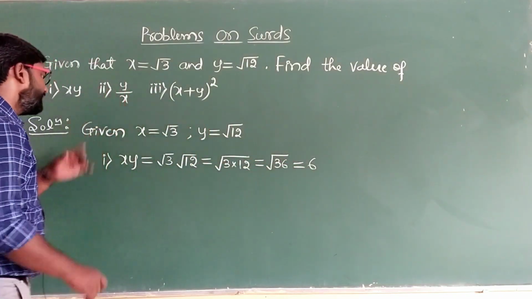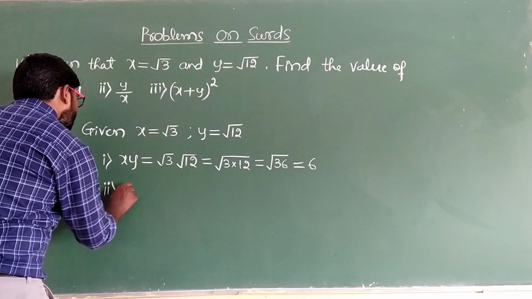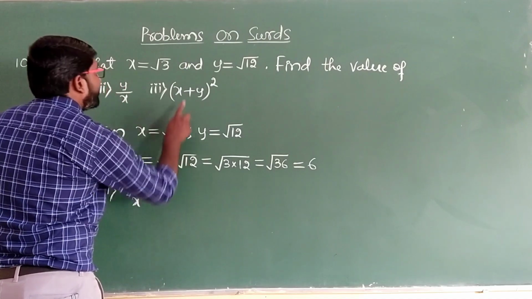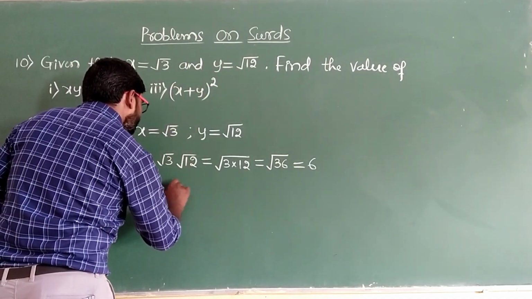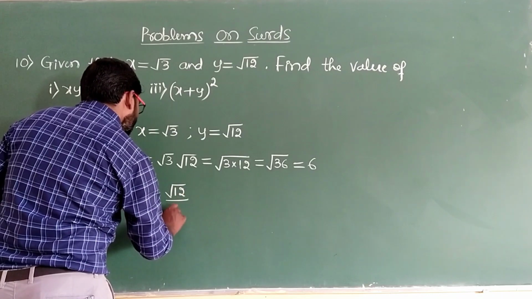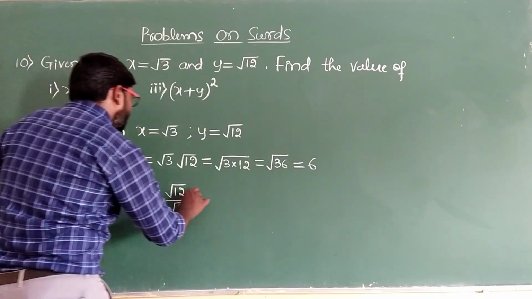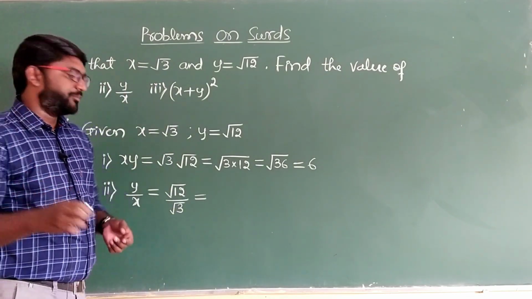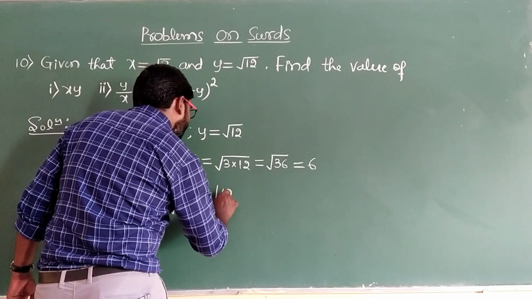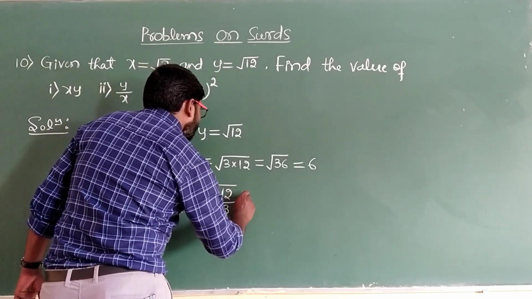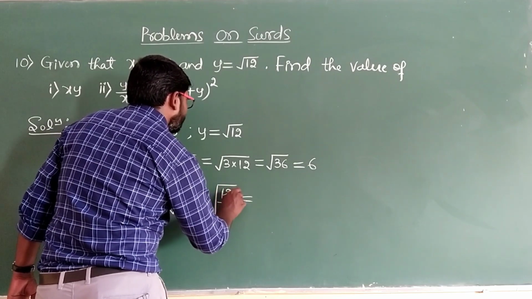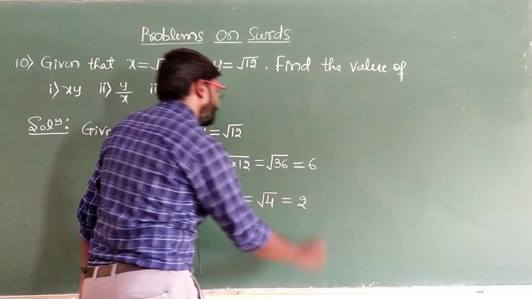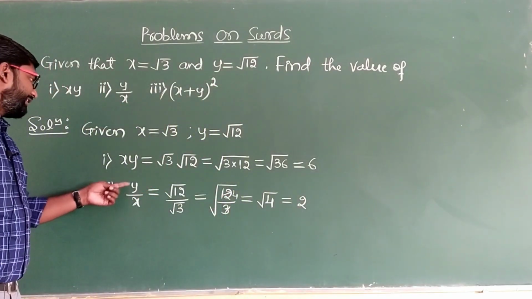Next we have to go for y by x. So it is y by x. This is equal to, what is the value of y here? It is root 12 divided by root 3. Now root a divided by root b can be written as root a by b. So square root of 12 by 3. What is 12 by 3 now? 3 ones are 3, 3 fours are 12. So we have square root of 4 which is equal to 2. So this is the value of y by x.